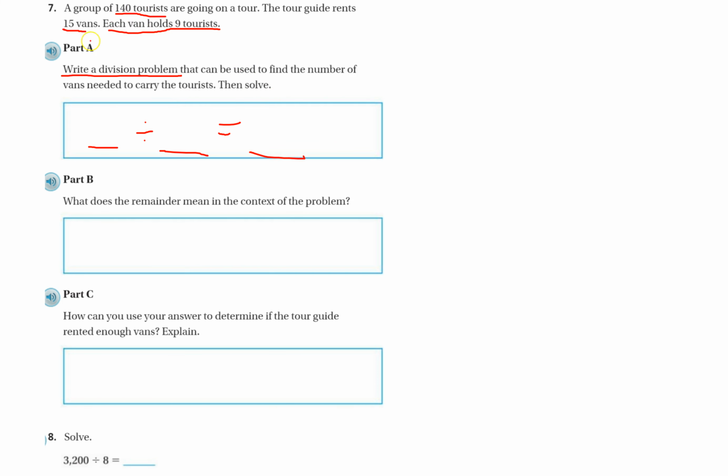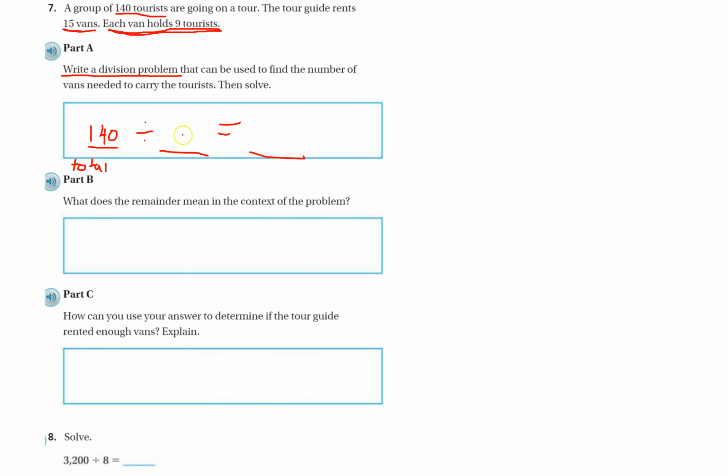Well, there's only 3 numbers here, so we got to choose which 2 we are dividing. Well, we always want to have the total. So the total number of tourists is 140 tourists, divided by not the number of vans they have, but how much each van holds. Okay, that will tell us how many vans we need. This just tells us the tour guide already rented 15 vans, but he may have rented the wrong amount. We don't know. We need to find out how many they need.